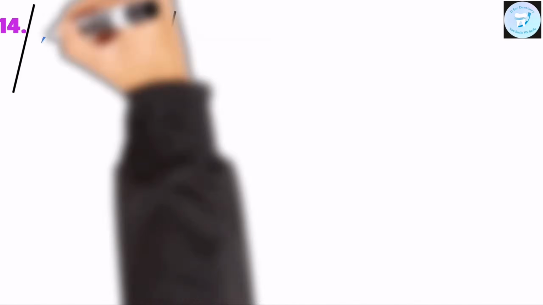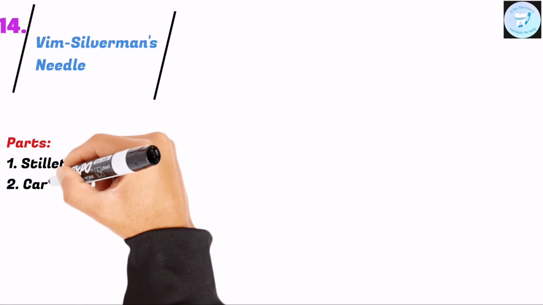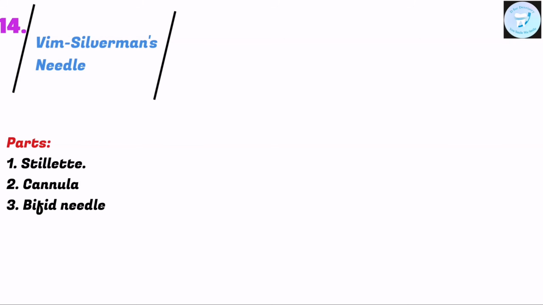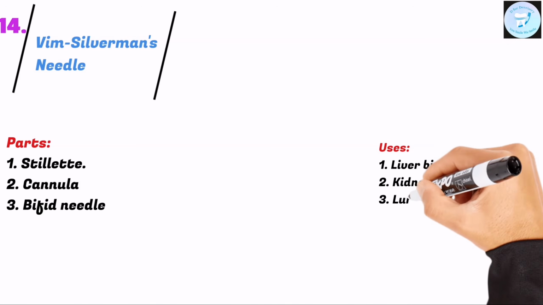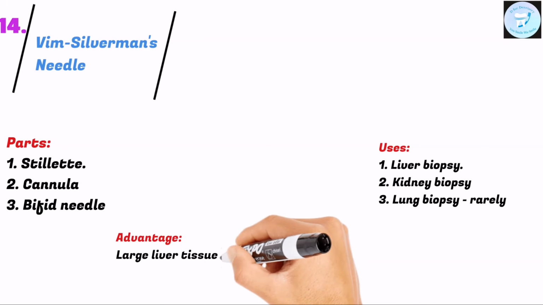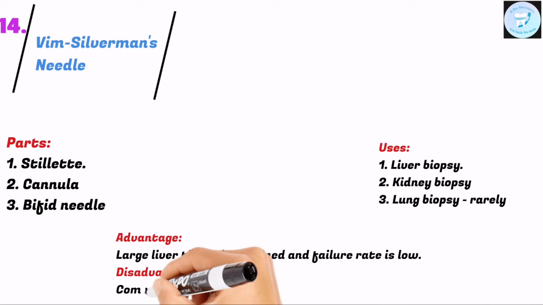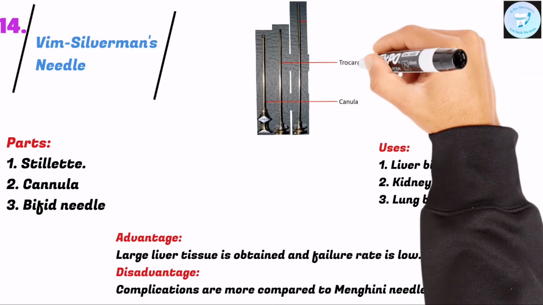14. Vim Silverman's needle. Parts: stylet, cannula and bifid needle. Uses: for liver biopsy, kidney biopsy, lung biopsy, which is used rarely. Advantage: large liver tissue is obtained and failure rate is low. Disadvantage: complications are more compared to Menghini needle.